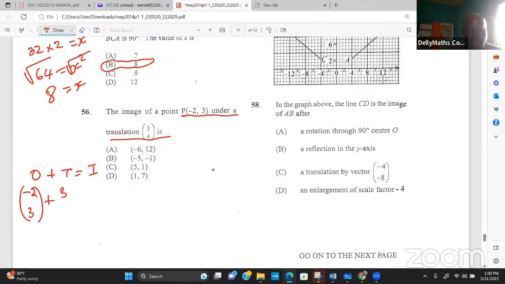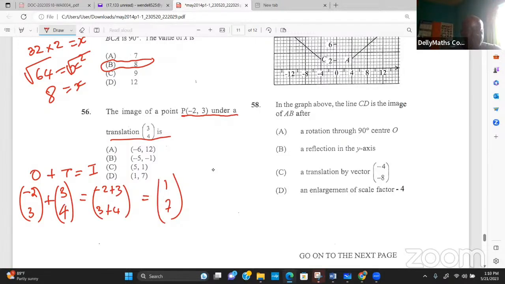Under the translation, remember we said you can add your translation to your object and it gives you the image. Negative 2 plus 3, 3 plus 4: 1 at the top, 7 at the bottom, and it's not 1 over 7. So now, as a coordinate, this is (1, 7). I'm seeing D as the answer.